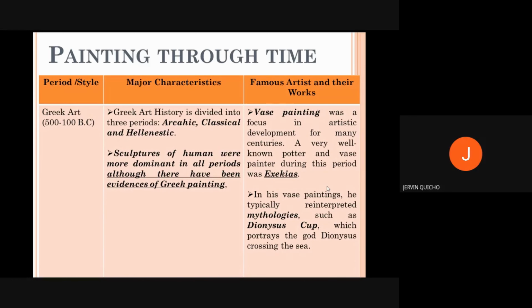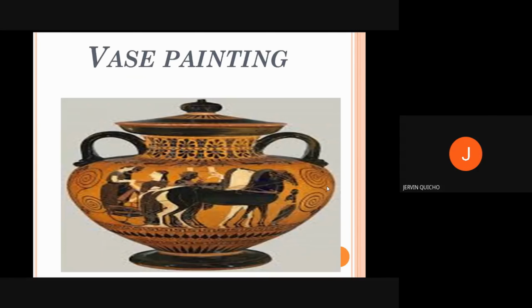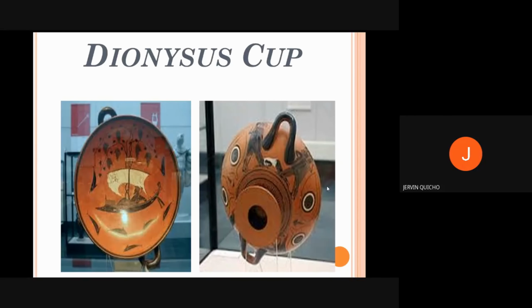So next, we have the vase painting, the vessel that we have. They used these and painted some of the characters, civilizations, customs, and traditions, as to their lives before. What we have now is the mythology of the Dionysus Cup, portraying the god Dionysus crossing the sea. This is an example picture of this painting. In a civilization, they are trying to portray what their life looks like, while the Dionysus Cup pertains to the gods crossing the sea.